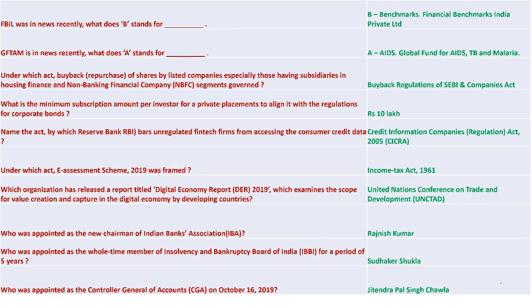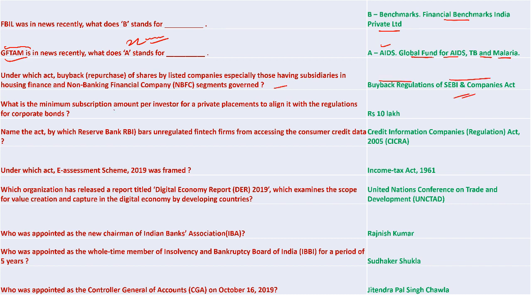Here are the answers. FBIL is Financial Benchmark India Private Limited. A in it stands for AIDS in the Global Fund for AIDS, TB and Malaria, that's GFTM. This was in news. India donated some $22 million here, right? Under which act is buyback or repurchase of shares by listed companies, especially those having subsidiaries in housing finance and non-banking financial companies, governed? That's the buyback regulation of SEBI and the Companies Act.